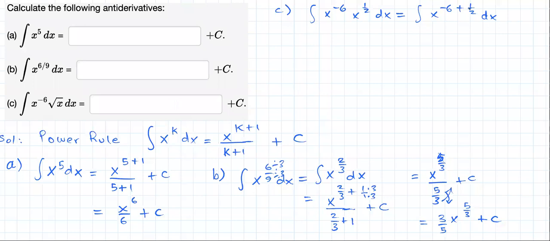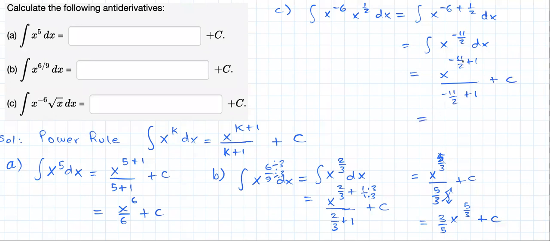So minus 6 plus 1/2. Using the technique that I showed here to add fractions, the sum of negative 6 plus 1/2 is just negative 12 plus 1, negative 11 over 2. And now, integrating this x raised to negative 11 over 2, we're going to get x raised to minus 11 over 2 plus 1 over minus 11 over 2 plus 1. And don't forget the constant.